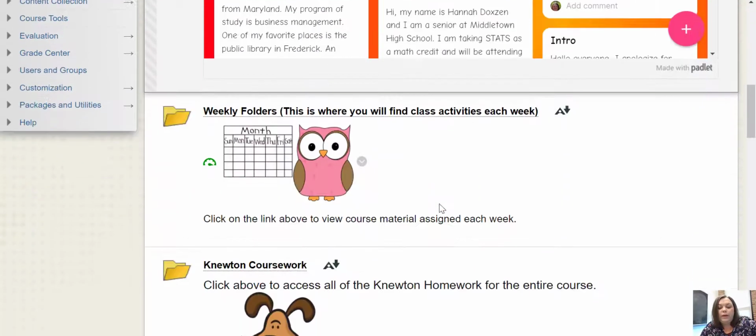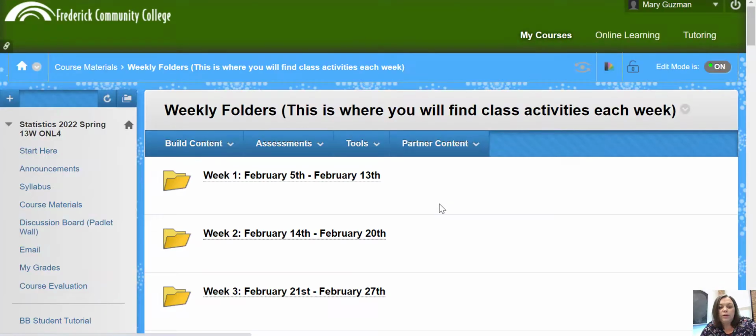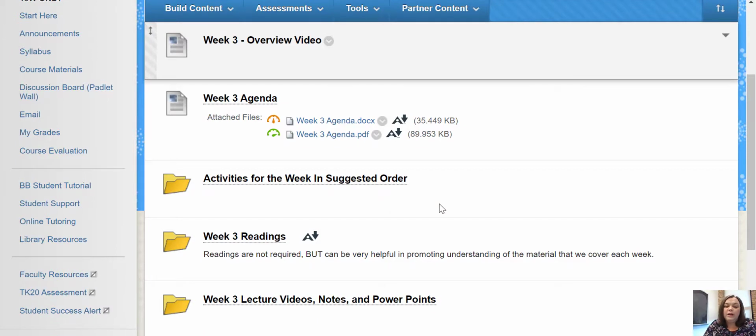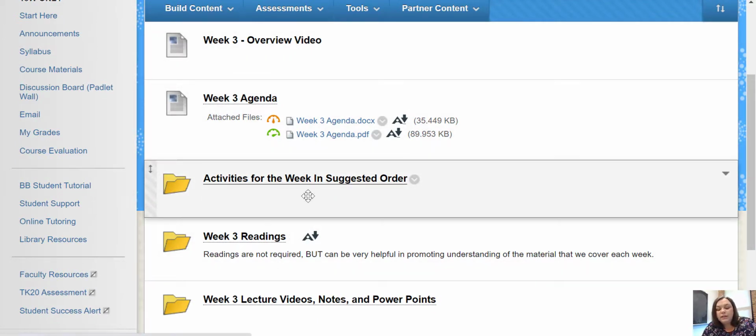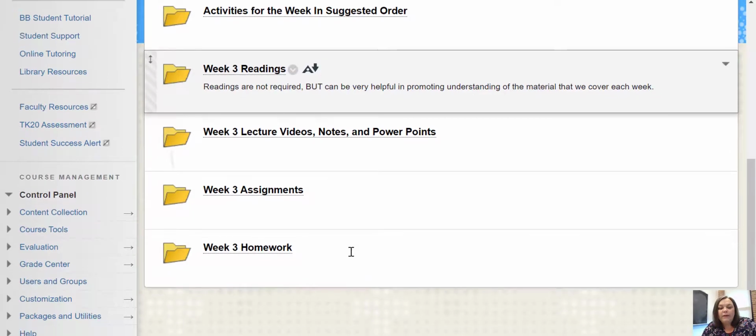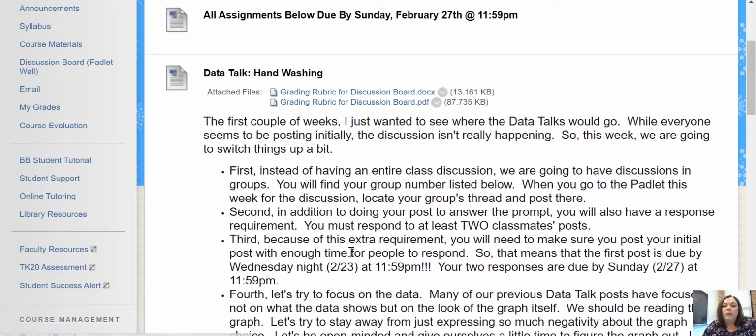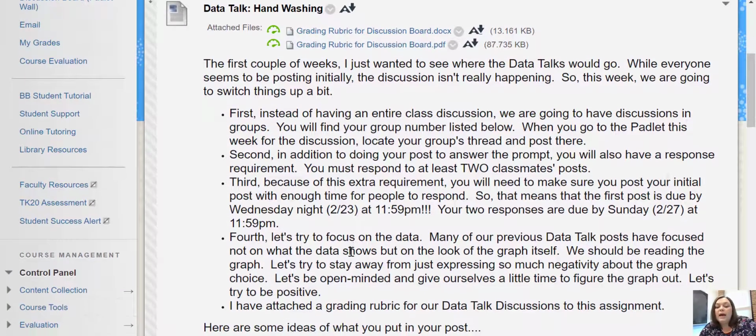So if we go to the weekly folders, and we go to week 3, you'll see the agenda. I've got posted activities in suggested order, lectures, everything that I normally have. I'm just going to go ahead and go to assignments because that is where the data talk is. So basically, I explain kind of what my thought process is here and how it's going to change. We want to get this discussion going. We want to talk about what is really going on in these graphs. And so here are the things that I have.